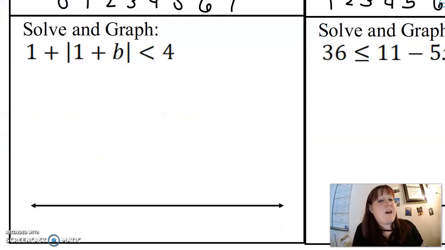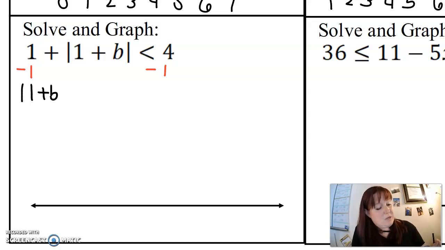We have an absolute value inequality now, and remember with absolute values we have to isolate the absolute value. So we're going to subtract 1 from both sides, and we're going to get the absolute value of 1 plus b is less than 3. And so then what do we do now? In equations, we would just separate this as 1 plus b is equal to 3 and 1 plus b is equal to negative 3, right?